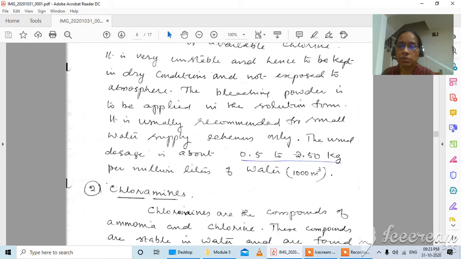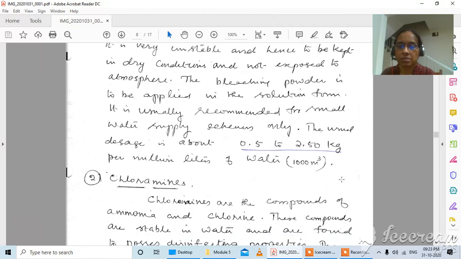And bleaching powder, you all know, is usually used for household purposes also. Whenever we are cleaning our dug wells, we used to put bleaching powder after that, is it? And it is a common substance.